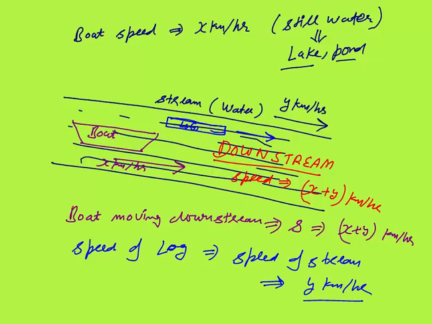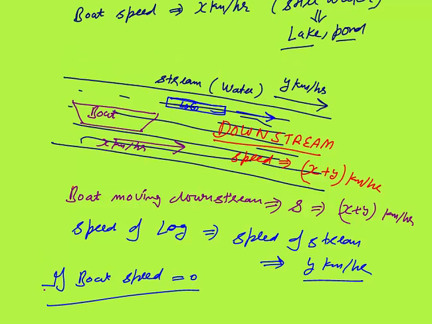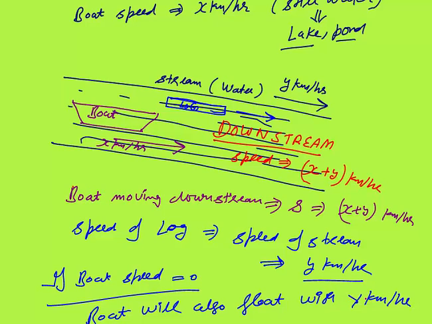If a piece of wood is left in a river, that piece of wood will flow with the speed of stream, whatever be the speed of stream. In this case it's y, so our log or piece of wood will float with the speed of y kilometer per hour. If boat speed is 0, then the boat will also float with y kilometer per hour. That is, with the speed of stream.